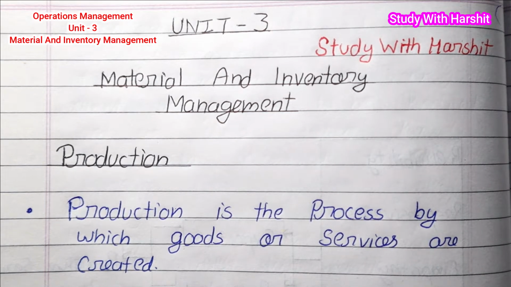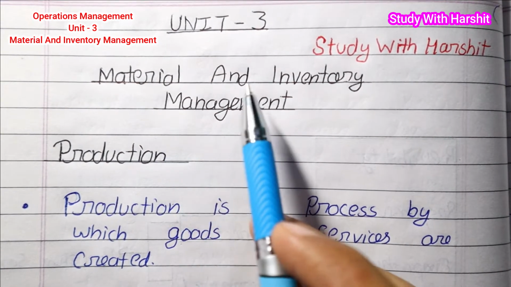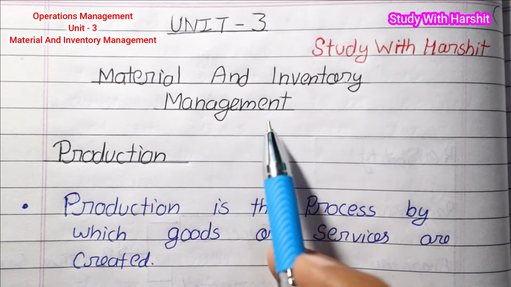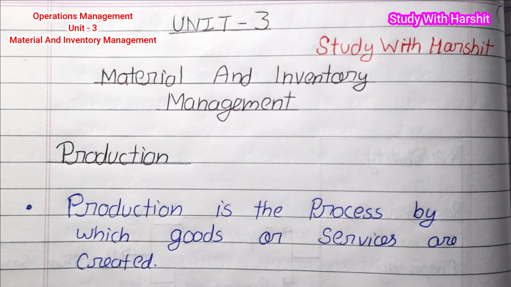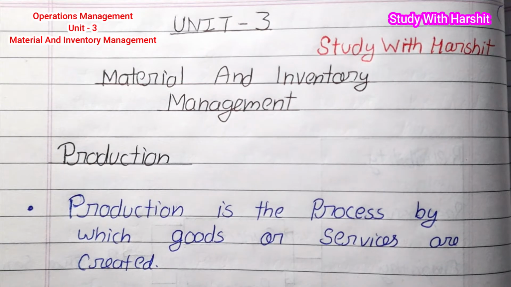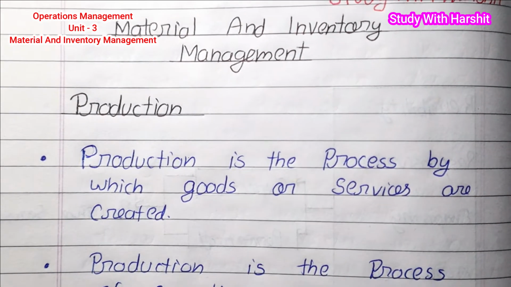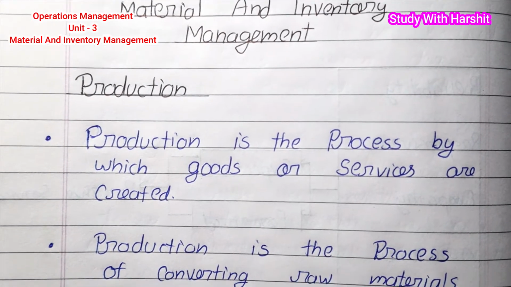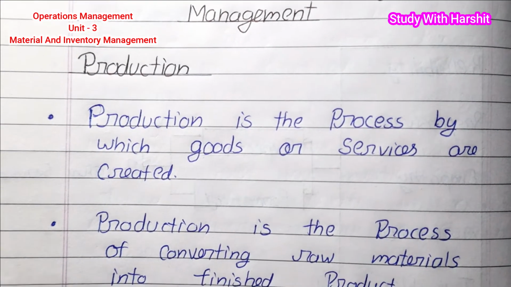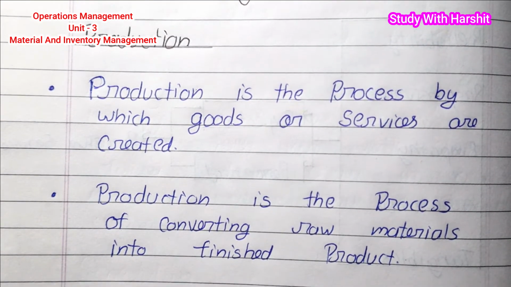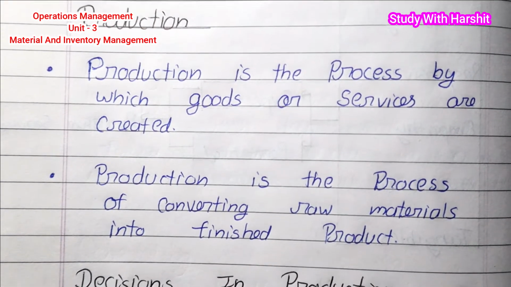Today I am going to share with you Unit 3 Complete Revision: Operation Management, Material and Inventory Management. Here is the first topic: production. Production is the process by which goods or services are created. Production is the process of converting raw materials into finished product.